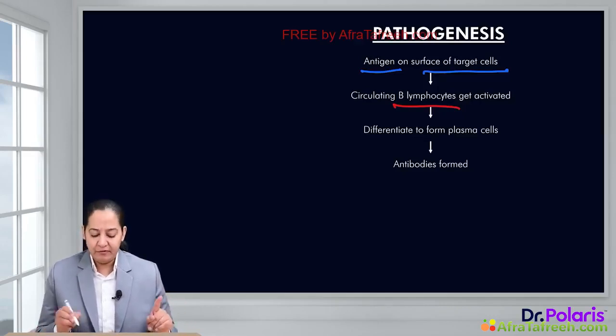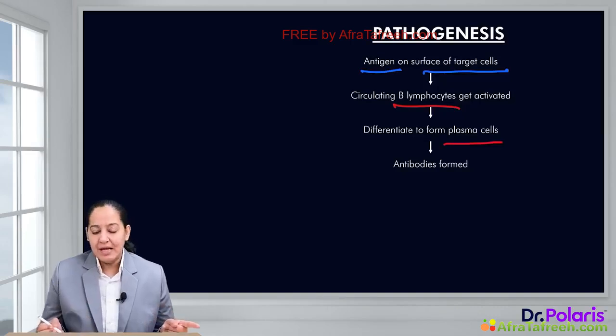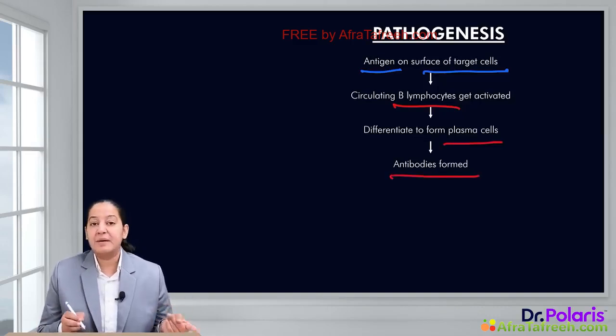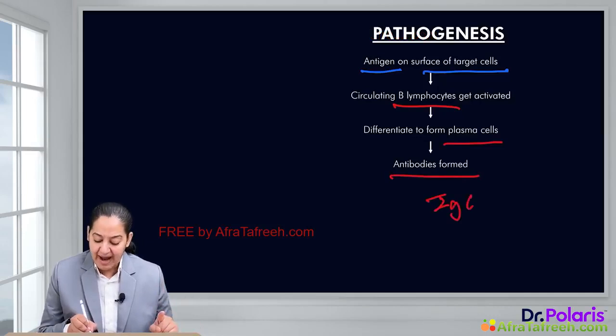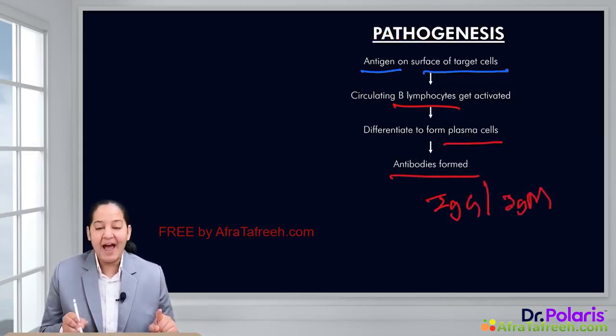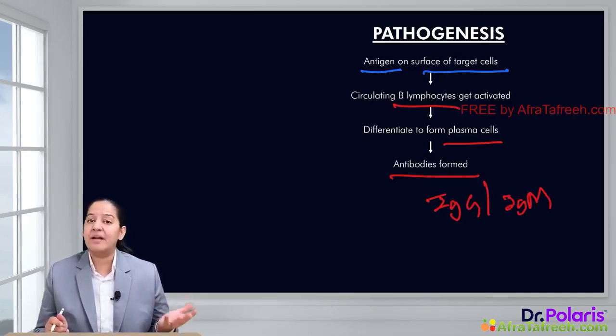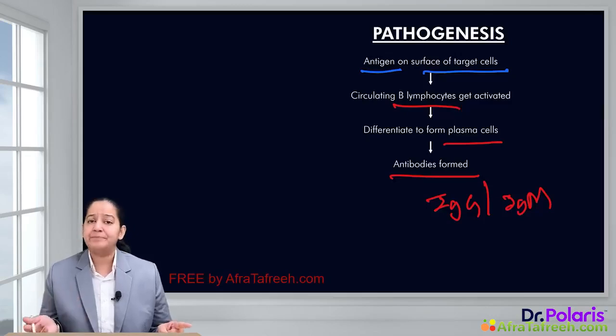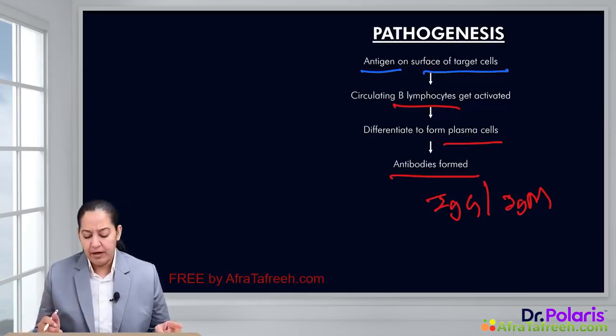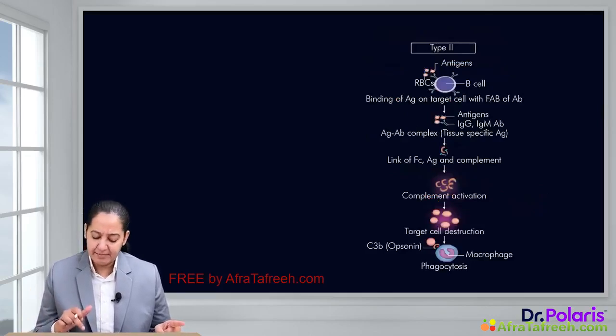On stimulating, the B lymphocyte, as usual, converts into a plasma cell, and the plasma cell will form antibodies. But this time the antibodies formed are IgG or IgM. It's not IgE, in contrast to type 1 hypersensitivity, where plasma cells were forming IgE antibody. So IgE antibody is specific for type 1 hypersensitivity. But in type 2 and type 3, IgG and IgM will be formed. Here IgG especially, and sometimes IgM, will be formed.